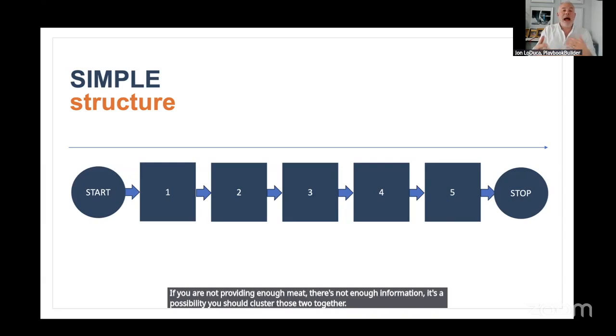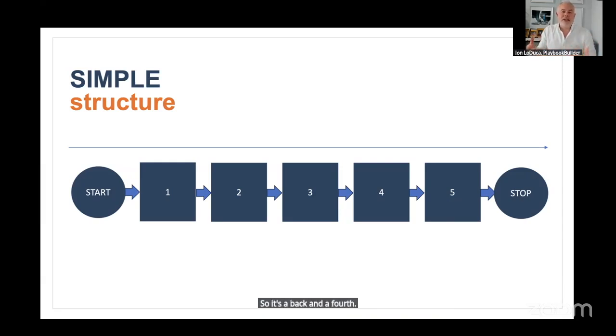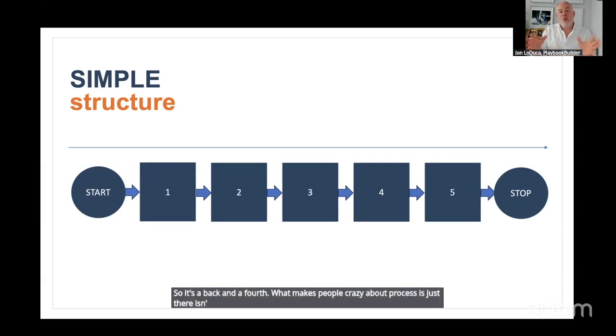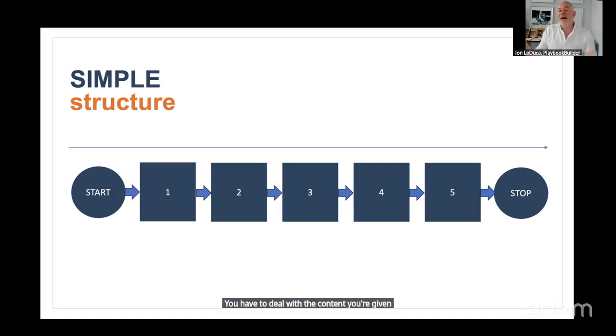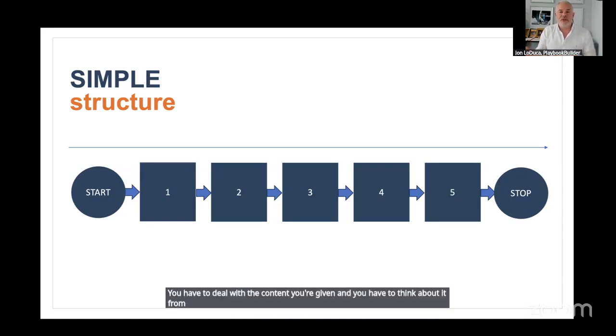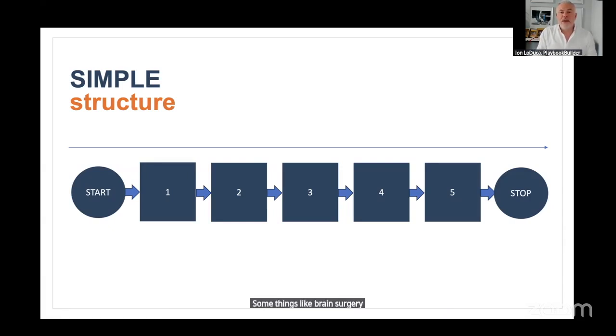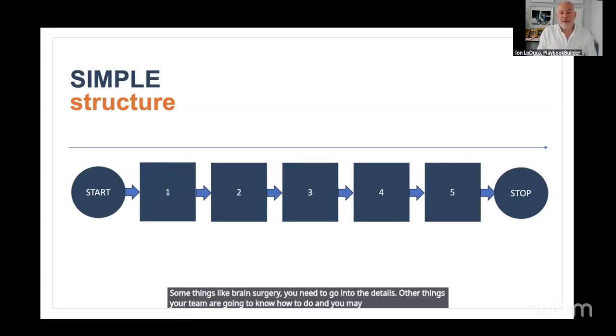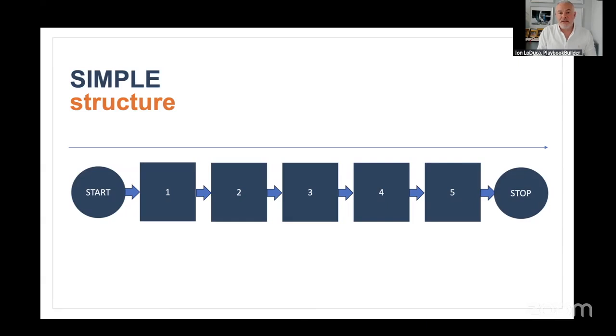So it's a back and a forth. What makes people crazy about process is just there isn't a single simple way to do it for every situation. You have to be a little bit fluid. You have to deal with the content you're given, and you have to think about it from the context of the consumers of that content. So what I mean by that specifically is some things like brain surgery, you need to go into the details. Other things your team are going to know how to do, and you may not have to go in that deep. It's just the nature of the beast.